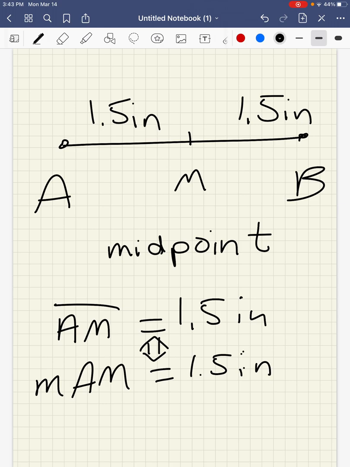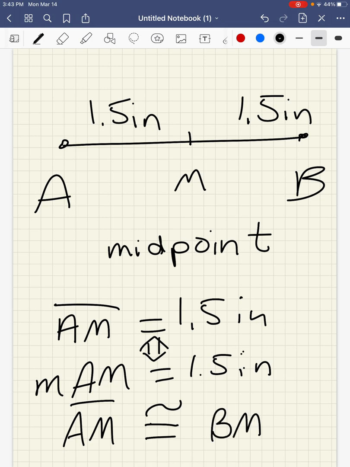If segments have the same measure, and this applies to angles also, if angles have the same measure, then they're said to be congruent. So up at the top here, segment AM is 1.5 inches, so it's congruent to segment BM, which is also 1.5 inches. And you notice the congruent symbol is an equals with a little tilde on the top. That means it's congruent to. It has the same measure as.